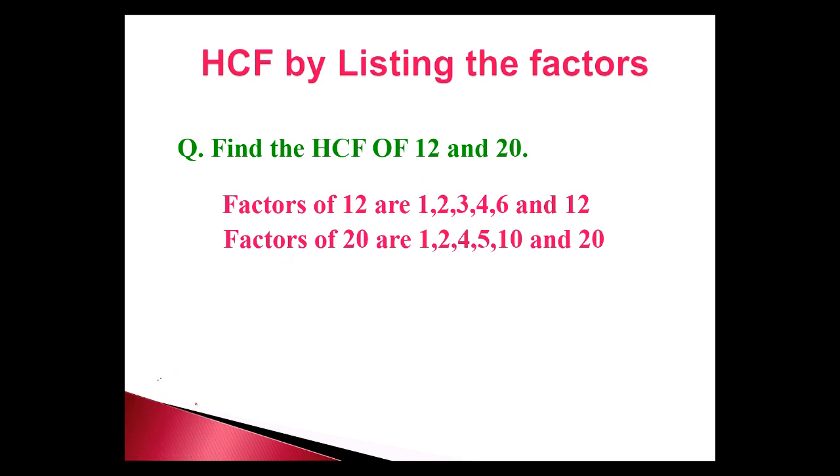Common factors are 1 in both factors of 12 and 20. Then 2 is also a common factor. And 4 is also a common factor of 12 and 20. You can see here only 3 common factors are there, 1, 2 and 4. So what is the highest common factor among all these 3 common factors? 4. So the HCF is 4.